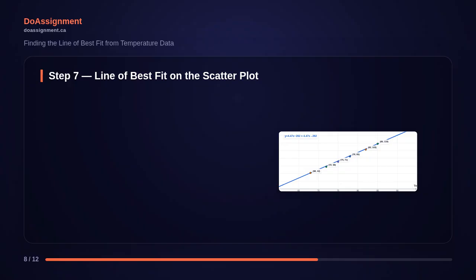Here is the line of best fit drawn over the scatter plot. The line runs right through the middle of all 6 data points, hugging each one closely. This visual confirms that our linear equation is an excellent model for the data.